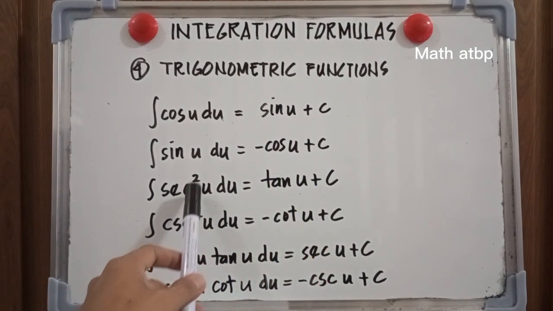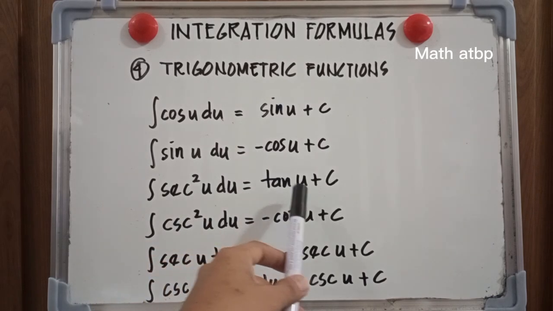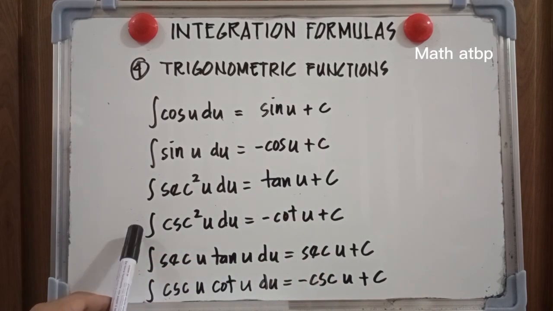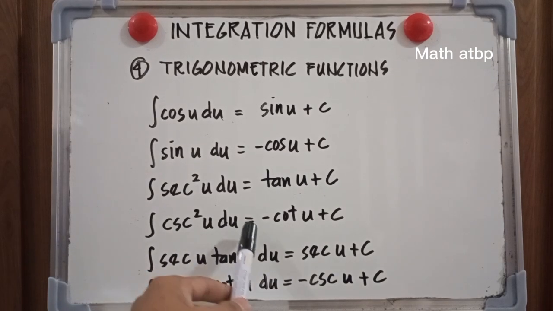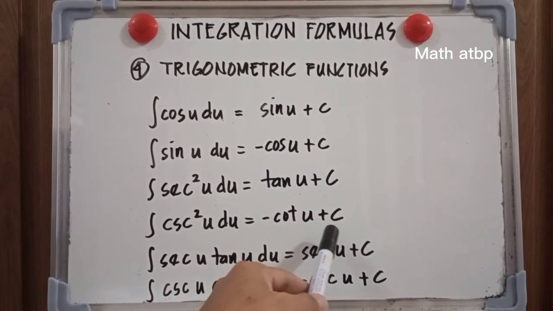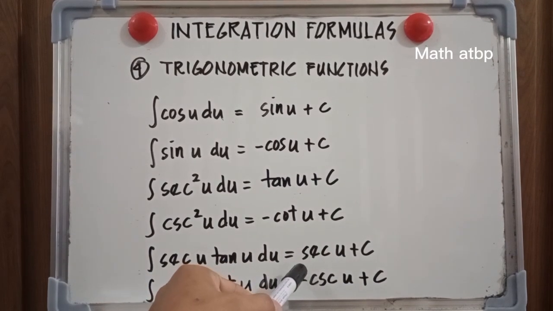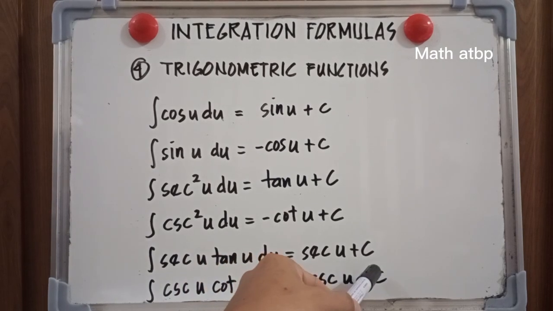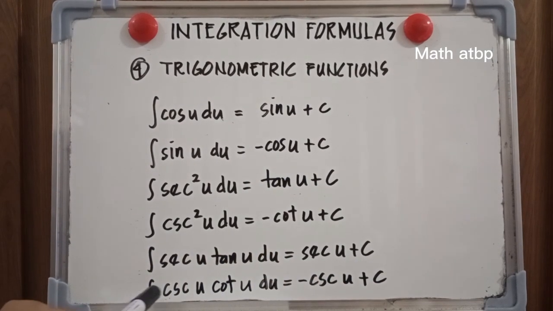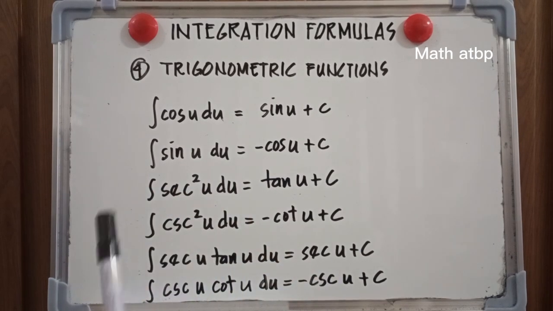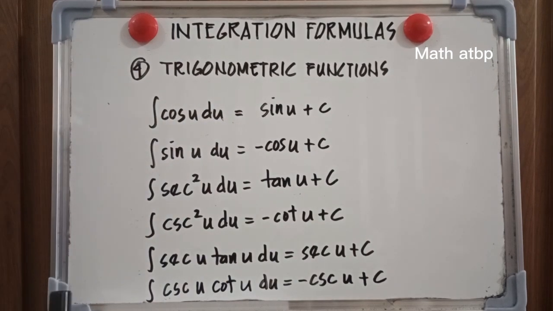The integral of secant squared u du is equal to tan u plus c. The integral of cosecant squared u du is equal to negative cotangent of u plus c. The integral of secant u tan u du is equal to secant u plus c. And finally, we have here the integral of cosecant u cotangent u du is equal to negative cosecant u plus c. Those are the formulas we're going to use in solving problems with trigonometric functions.